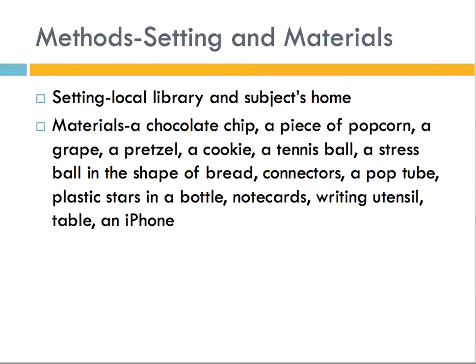Materials. The edible items were a chocolate chip, a piece of popcorn, a grape, a pretzel, and a cookie. The toys were a tennis ball, a stress ball in the shape of bread, connectors, a pop tube, plastic stars, and a plastic bottle. Note cards were used with the arbitrary words, and a writing utensil, a table, and an iPhone were used by the experimenter during the study.